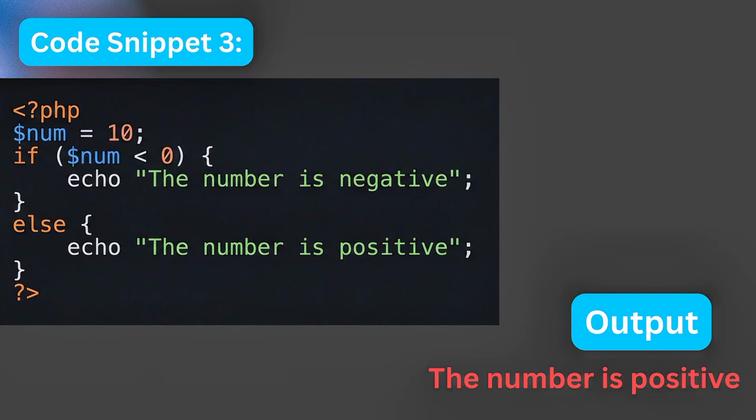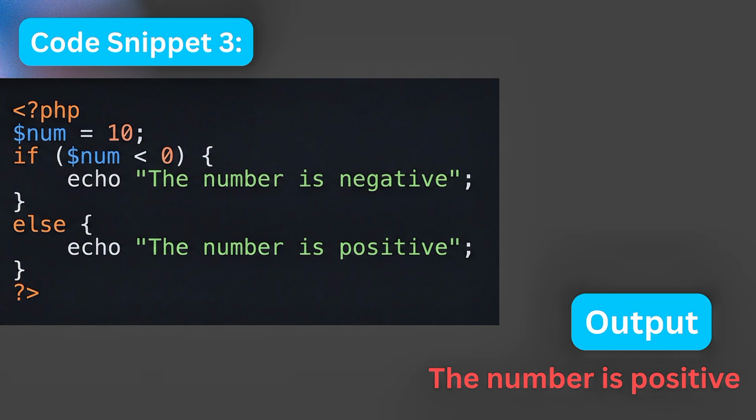In this lesson, we're going to walk through a simple PHP example that teaches us how conditional statements work. Conditional statements allow a program to make decisions based on different situations, and they're one of the most important building blocks in any programming language.